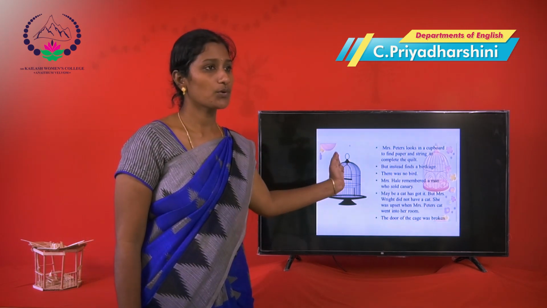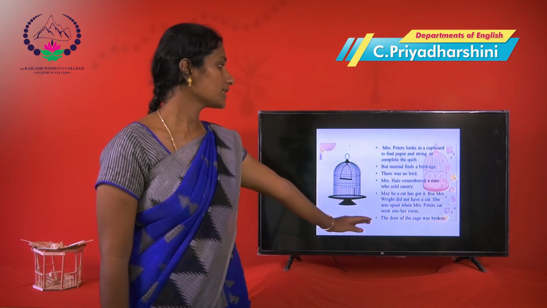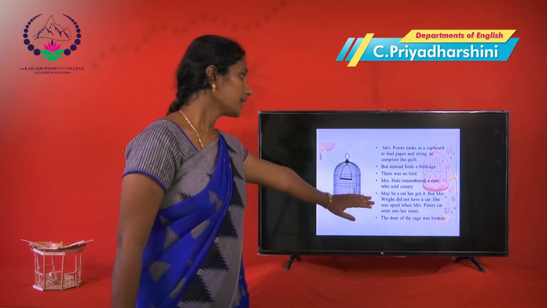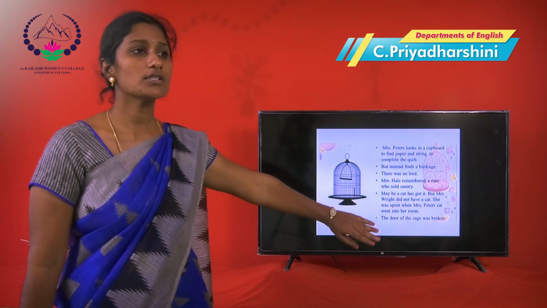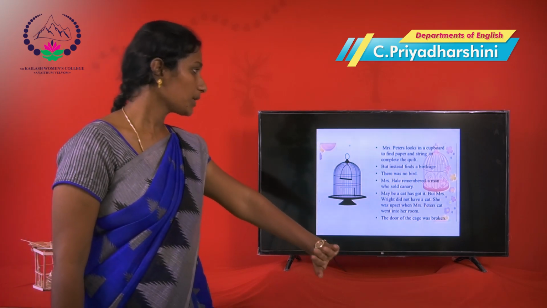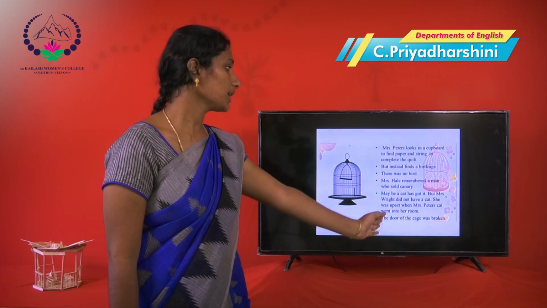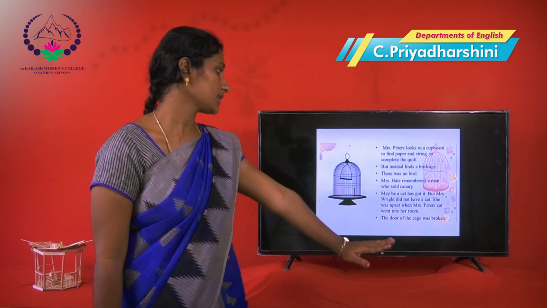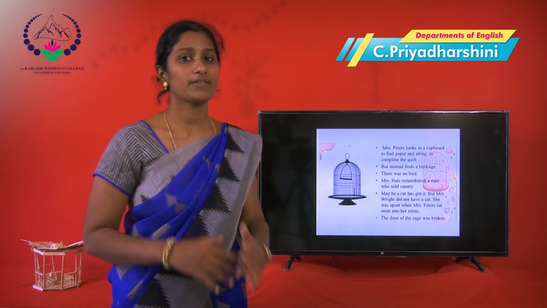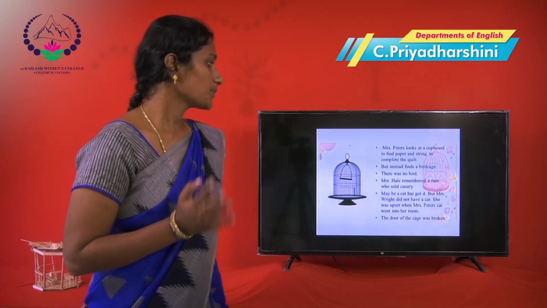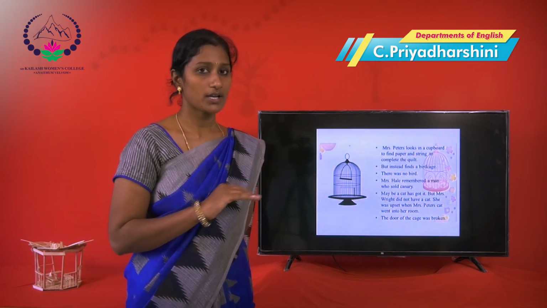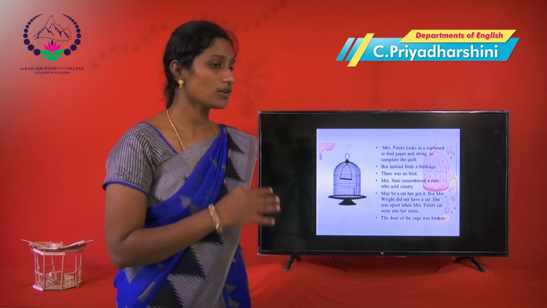Next, Mrs. Peters looks in the cupboard to find paper and string to complete the quilt, but instead finds a bird cage. There was no bird. Mrs. Hale remembered a man who sold canaries. Maybe a cat has got it. Mrs. Wright did not have a cat. She was upset when a cat went into her room. The door of the cage was broken.